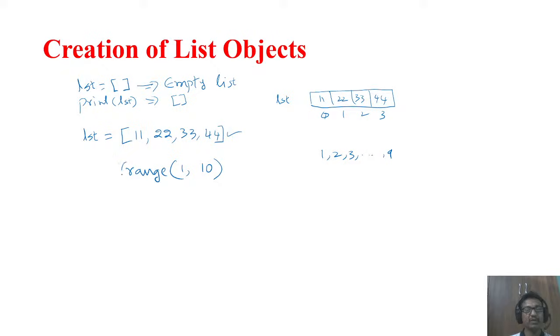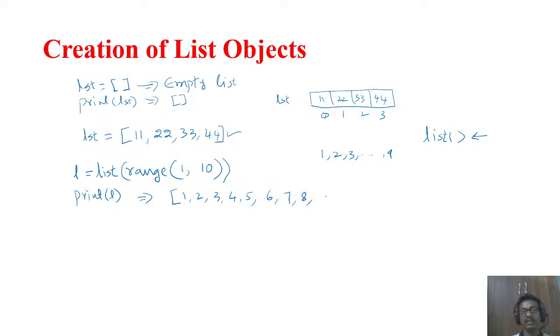These numbers now I want to store in the form of a list. That you can do by using the function called list, which converts a group of elements into a list and returns that list. You can collect that in a variable called l. If you print l, it prints the list like this: 1, 2, 3, 4, 5, 6, 7, 8, and 9.